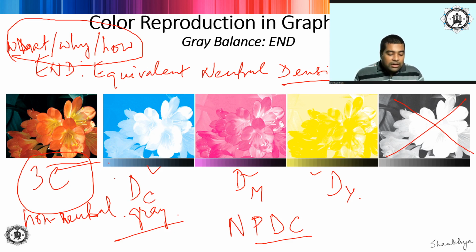Now your work is basically to find out the END values. So how did I define the END values? I said the END values, or the equivalent neutral densities, are the densities for the cyan separation, magenta separation and yellow separation, for which when we combine them on top of each other, the resultant gray that is obtained is neutral. So listen to this very carefully: we need to find out the densities of the cyan, magenta and yellow inks for which we can get a neutral gray, right?